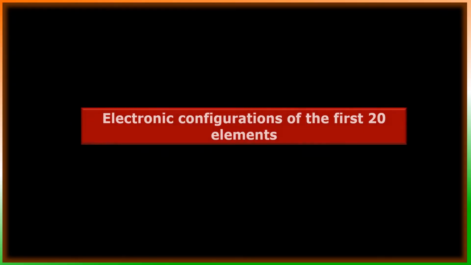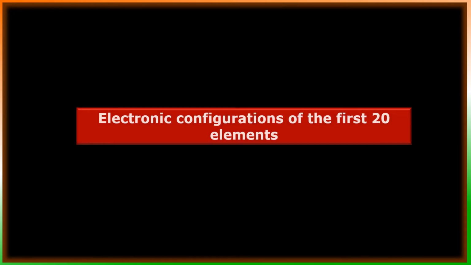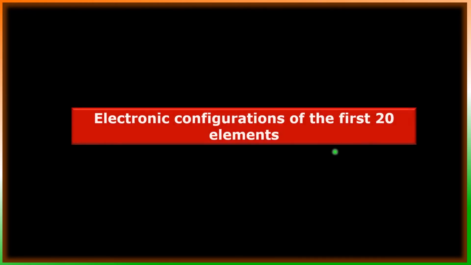I am B. Janardhan Reddy. In this video, I am going to tell you about the electronic configurations of the first 20 elements in the periodic table. First, I will show you the first 20 elements in the periodic table with their symbols and names. See here.